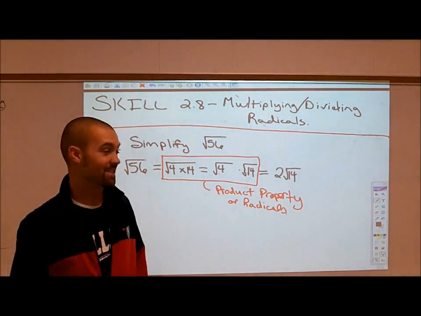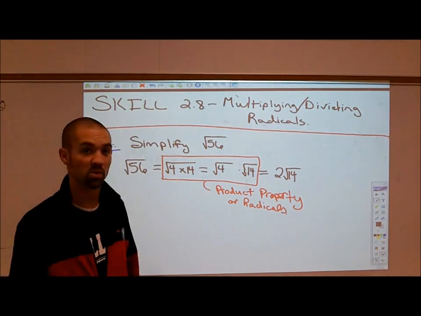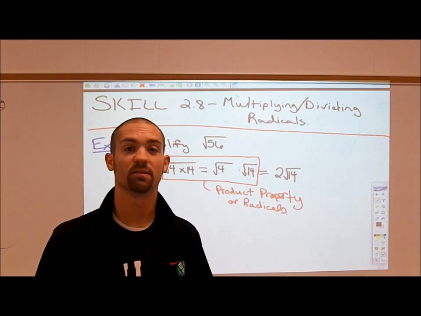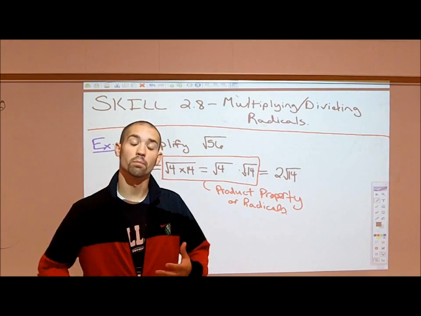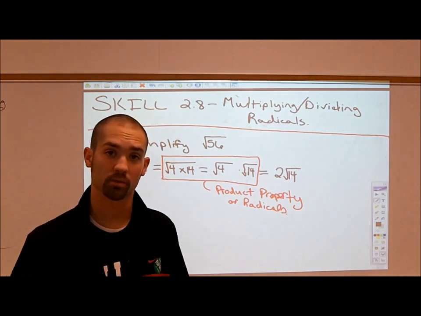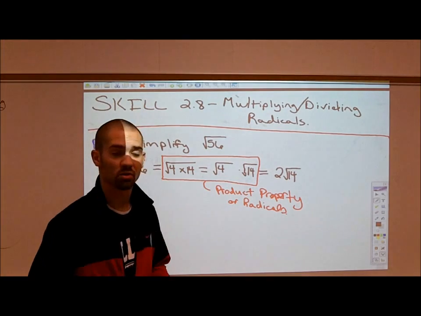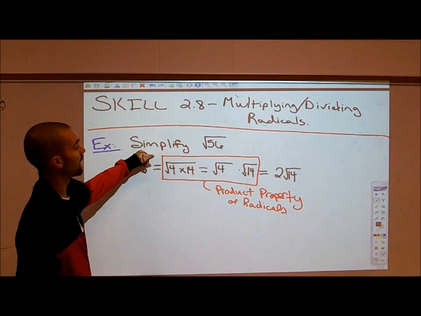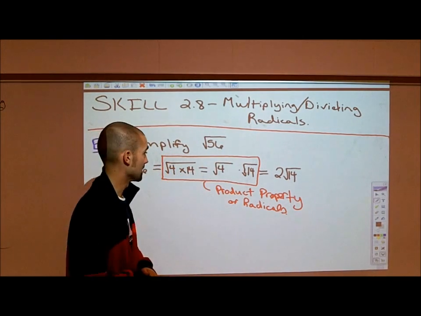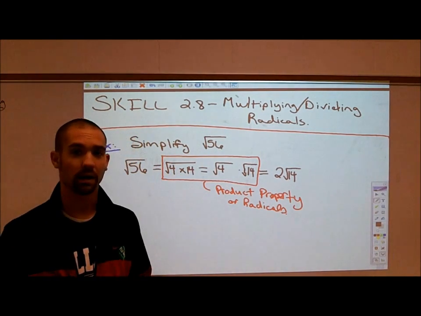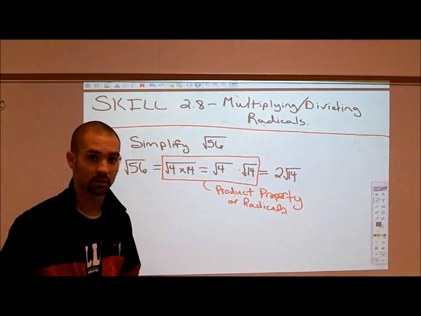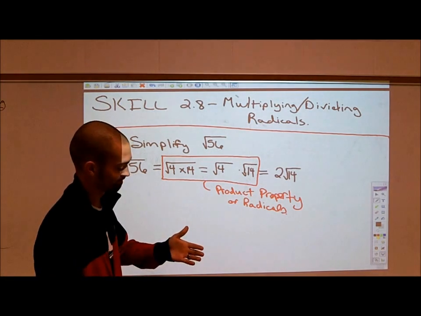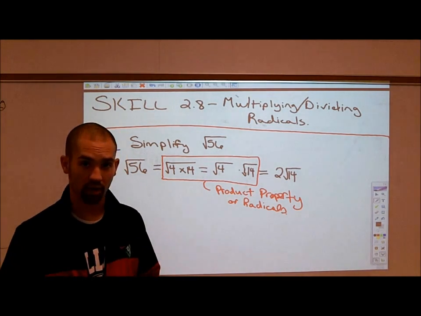Alright, algebra kiddos, this is skill 2.8, multiplying and dividing radicals. So you had just finished simplifying radicals using the perfect squares method. We're going to revisit that right here. So the example is to simplify the square root of 56. Well, our first thought is, is 56 a perfect square? If you go back to your table that we filled out, 56 is not a perfect square.